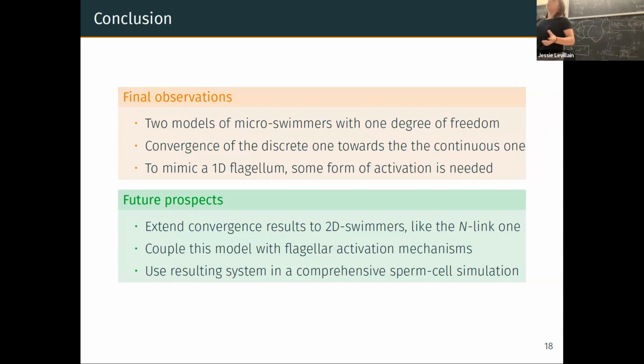There's a famous 2D swimmer, which is called the N-link one, which has angles like this, and it can move in 2D. We would like to extend our results to the convergence of an N-link swimmer to a swimming filament. Then we would like to couple our N-link swimmer with flagellar activation mechanisms. This is what we're currently working on with Levillain. And also, if we manage to couple the flagellar model with an activation mechanism, finally we could perhaps have a comprehensive stem cell simulation.